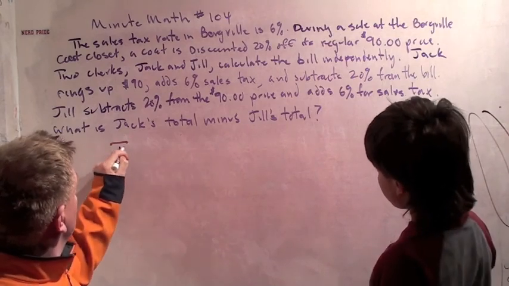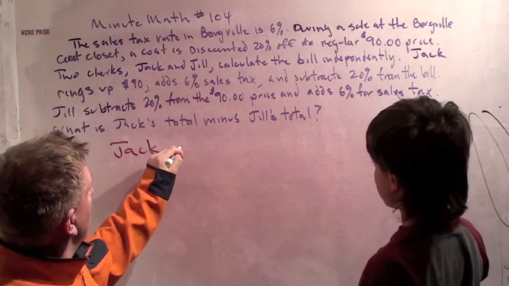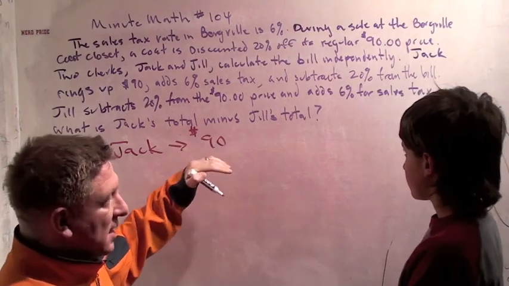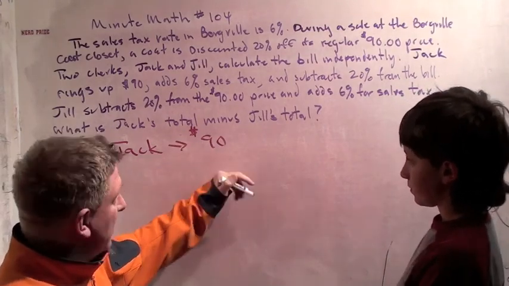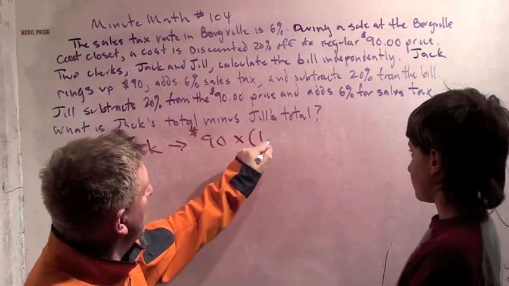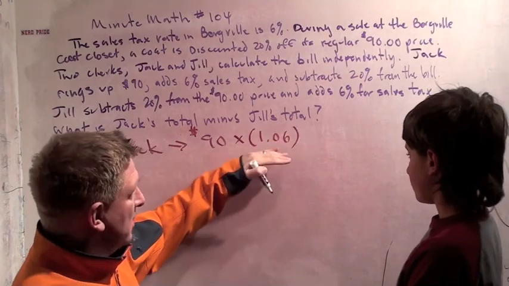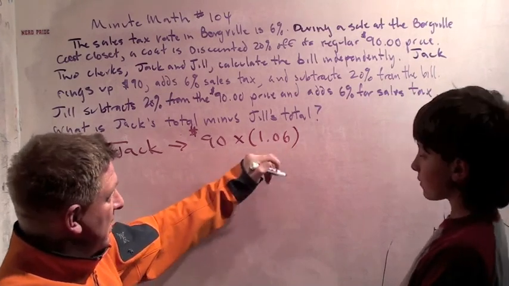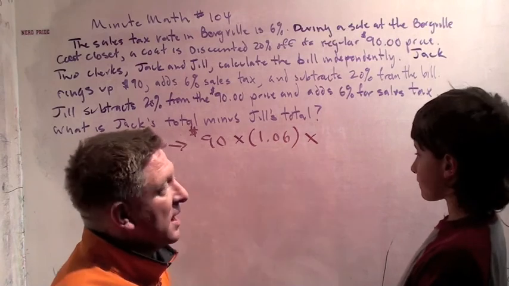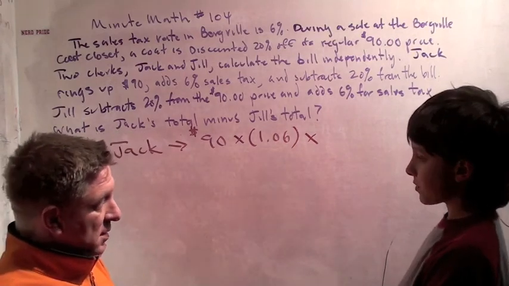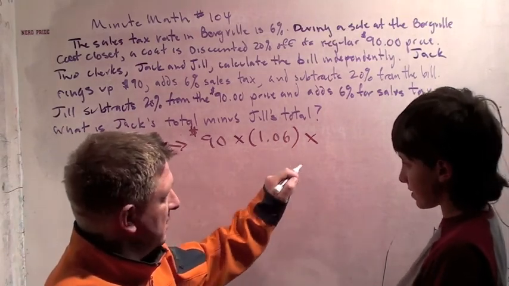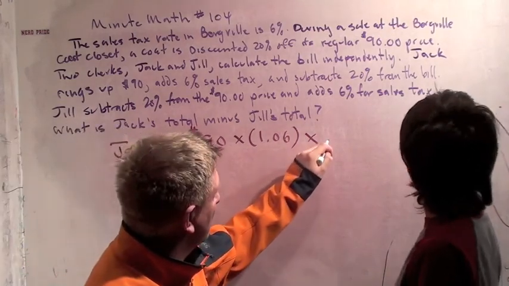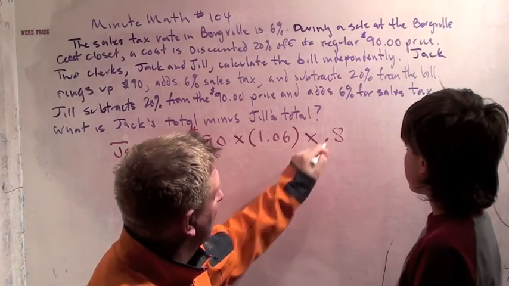So here's Jack. He's going to start at 90, add the sales tax, which means he's going to have 90 plus 6%. So he's going to multiply by 1.06. That's the extra 6 over 100. And then he's going to multiply by, what's 80% as a decimal? It's 0.8, right, very good. So then he's going to multiply by 0.8.